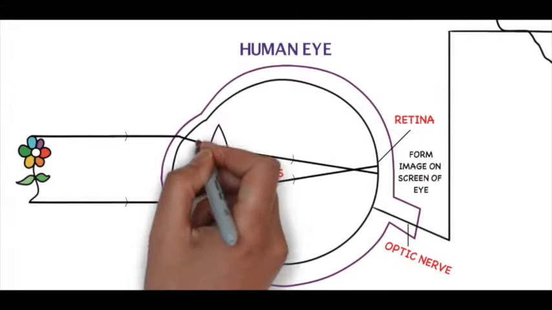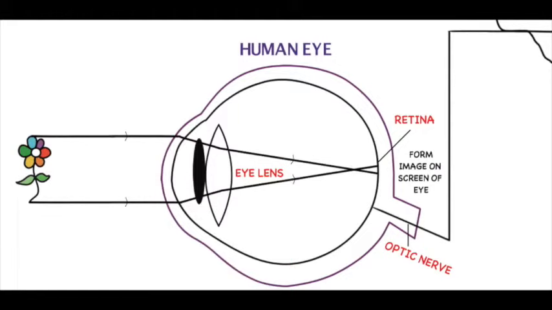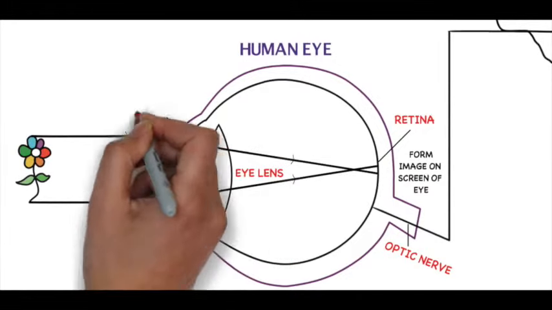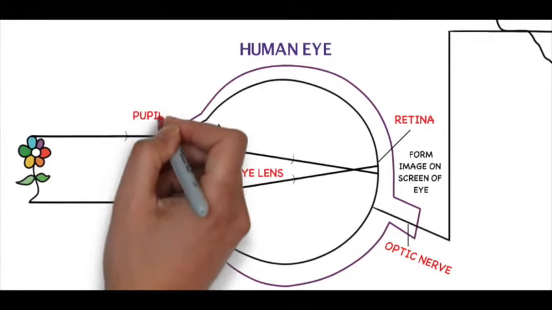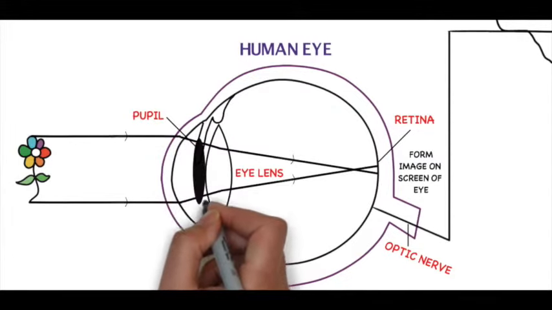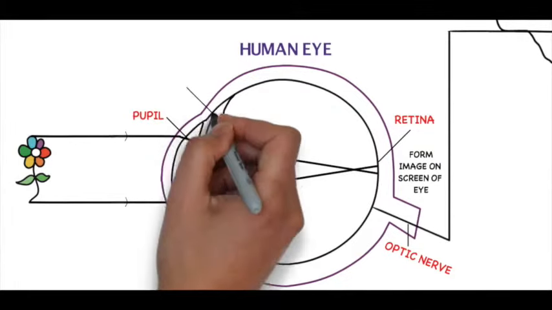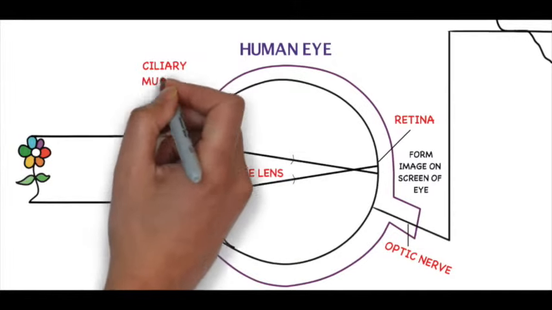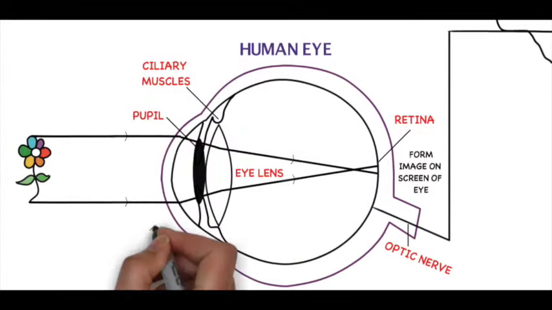The light rays will enter the eye through a hole called the pupil. The pupil is black in color because the light that falls on it does not come out. The lens of the eye is supported by a muscle body known as the ciliary muscles. A thin membrane covers the eyeball. This is called the cornea.